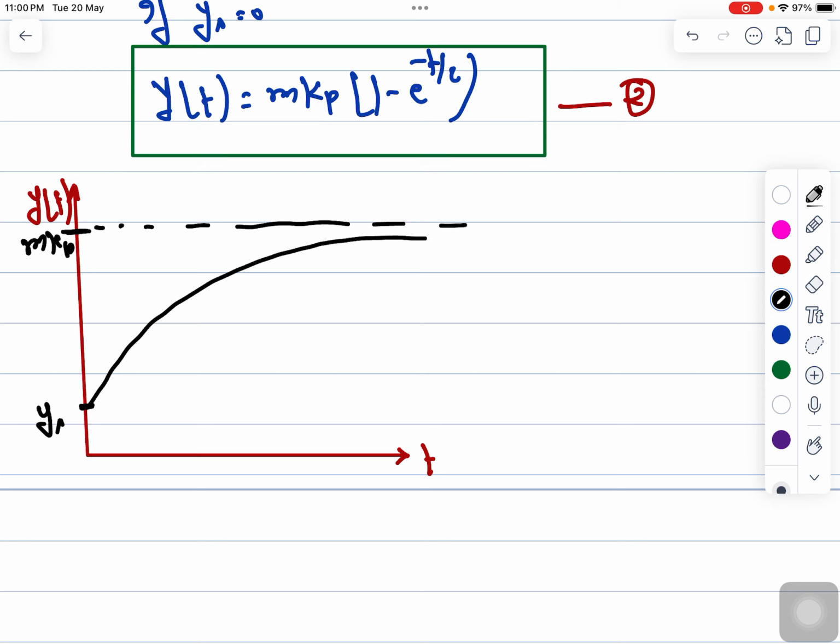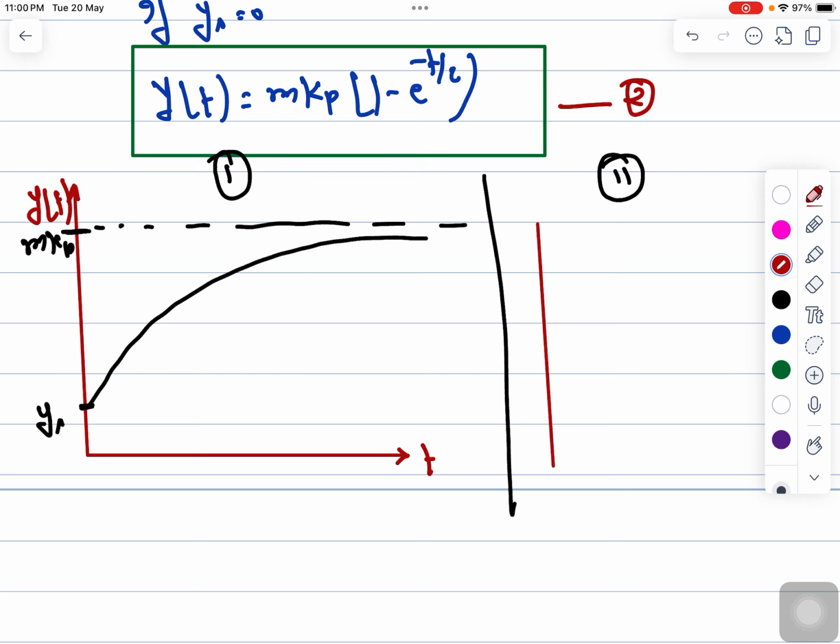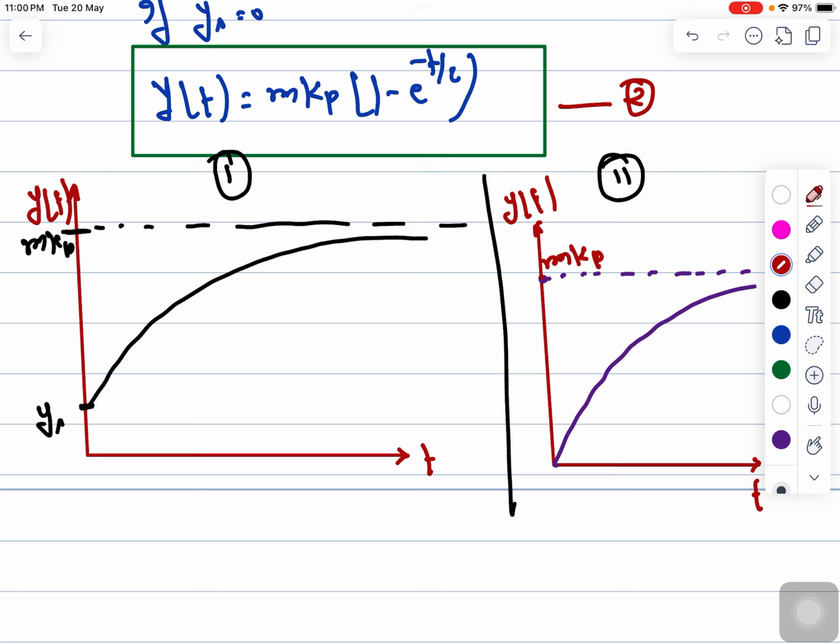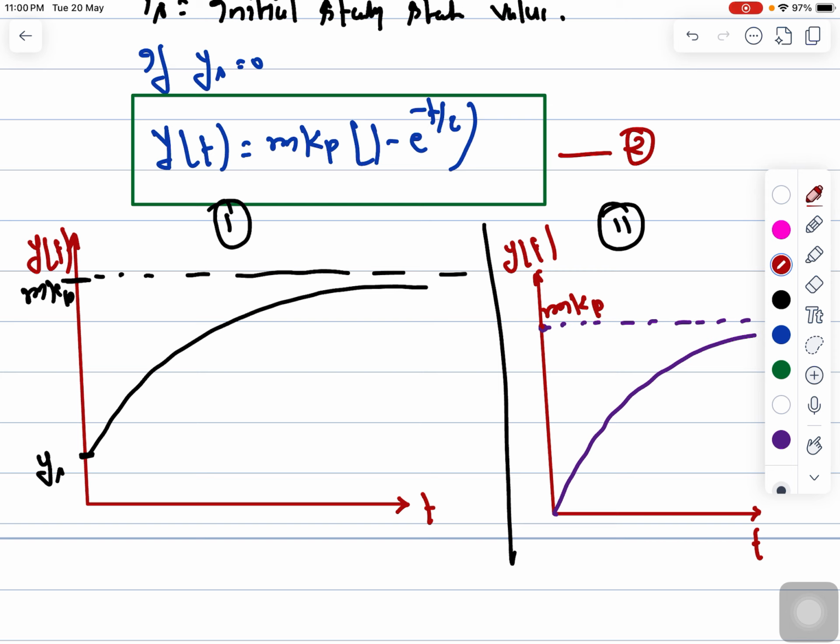Now if I want to plot for the second equation, it will look like this, because the initial steady state value is 0. So this will be your y(t) versus t, but it will start from here and go like that, and finally you get this value, M Kp. Is that clear? So this is how we can plot the output response of a first order process with a step input of magnitude M, where Kp is the process gain and tau is the time constant of the process. And now you can calculate the value of the output response at any particular time.